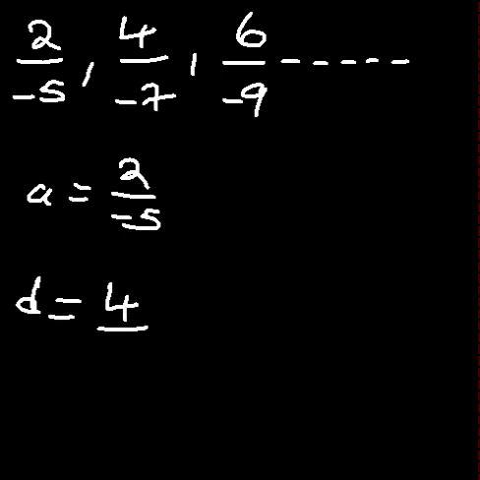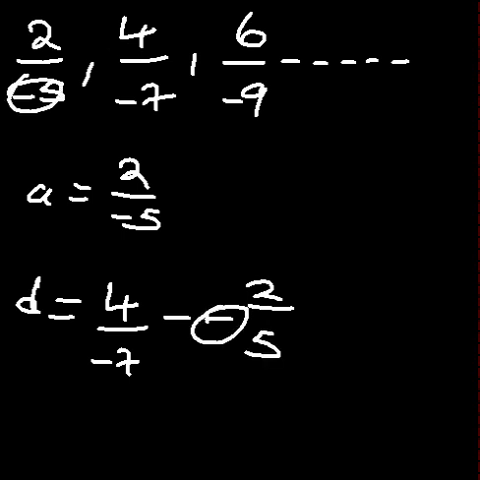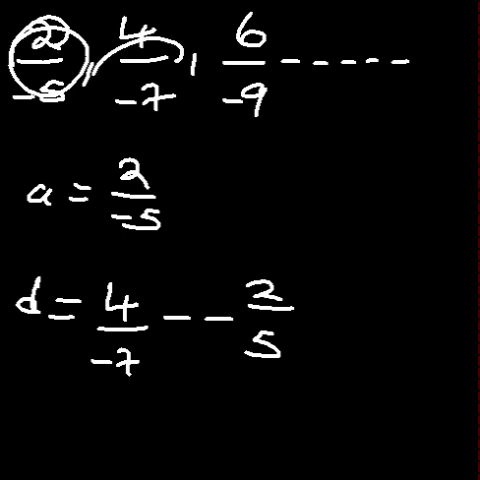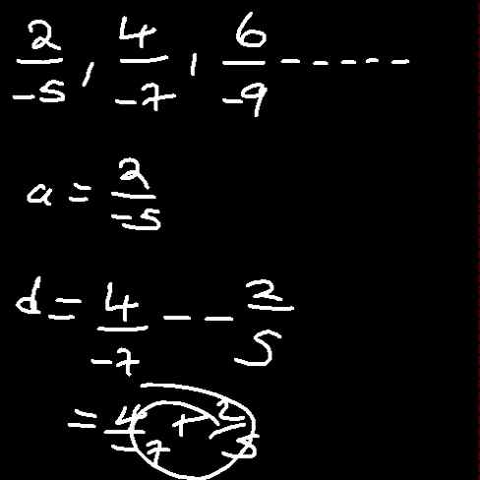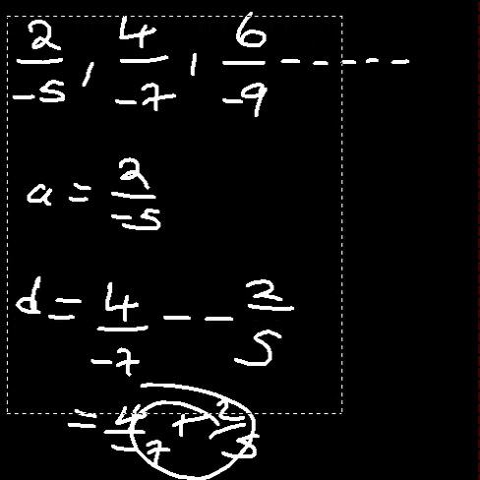We'll have it as 4 over negative 7 minus 2 over negative 5. So always the common difference has to be obtained by subtracting the preceding value from the succeeding value. So that means we'll have 4 over negative 7 plus 2 over 5. So try to have that, and now get the nth term formula for that case.